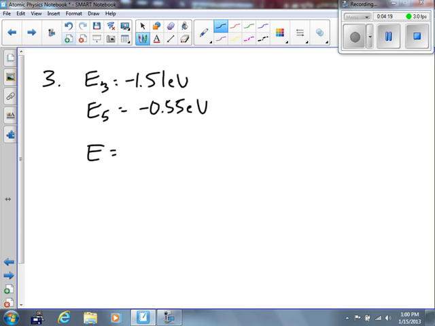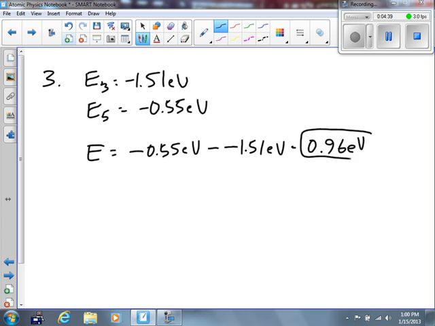It's like a delta, right? A change. So it's always going to be final minus initial. If it's going from level 3 to level 5, we're going to say level 5 minus level 3, or negative 0.55 electron volts minus negative 1.51 electron volts. When I do the math on that, it works out to be positive 0.96 electron volts. So that is the energy of the transition. That is the energy that is absorbed to cause an electron to jump from the 3rd level to the 5th level. That would be the energy of the photon that was absorbed to cause that transition to take place. Now, if we want to find the frequency, we can use the equation E is equal to hf and rearrange it to solve for frequency, E over h, Planck's constant.